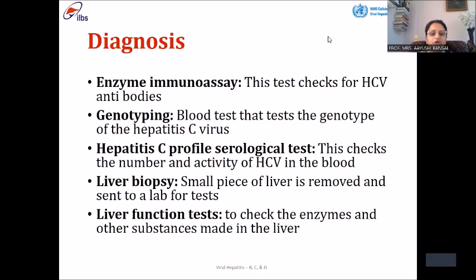The fourth one is liver biopsy. However, it is not common, but in some cases it can be done. In this, a small piece of liver is removed and sent to a lab for test or tissue culture. Liver function test or LFT is the common one, in which, in hepatitis C, bilirubin, AST, and ALT will increase and albumin will decrease. Liver function test is done to check the enzymes and other substances made in the liver.